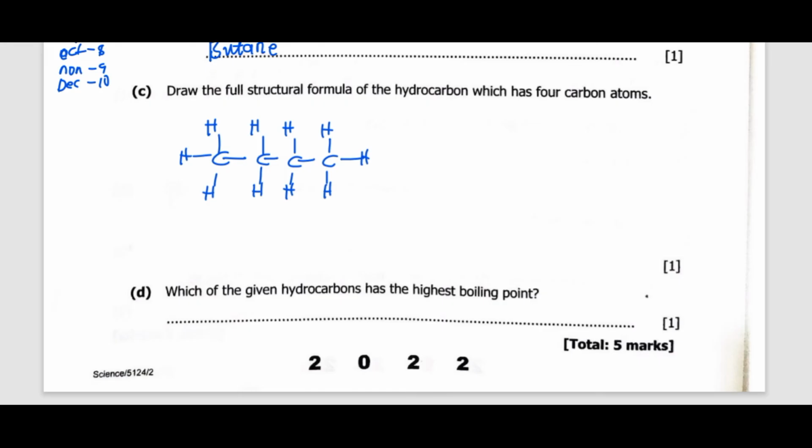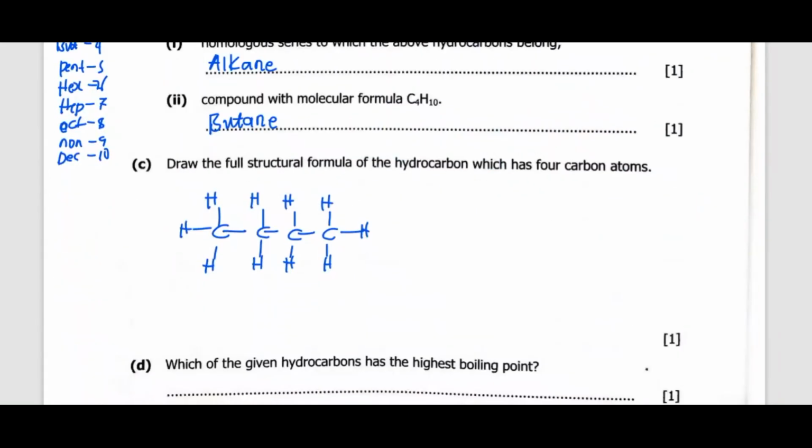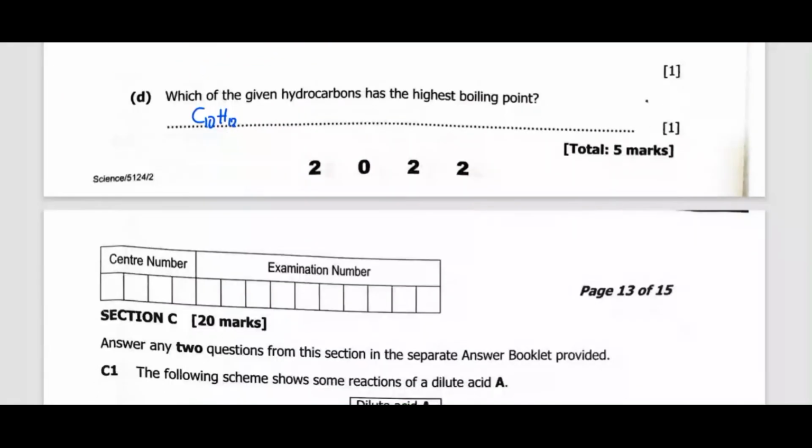Then which of the given hydrocarbons has the highest boiling point? So how do you know that this has the highest or lowest? So the highest boiling point is determined by the compound with the more number of carbons. So from this we can see that it's C10H22. Because for us to break these bonds, we require a lot of energy.